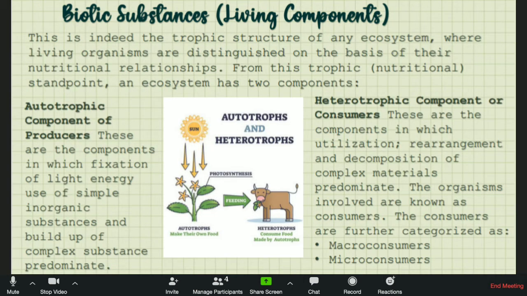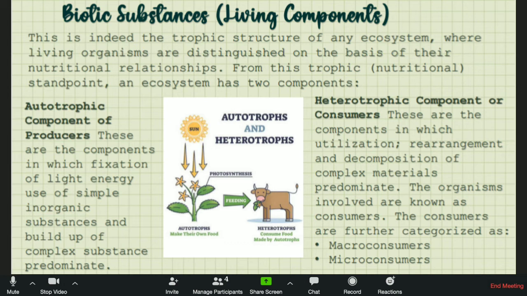So, the second basic component is the biotic substances or living components. Biotic components are all the living things in an ecosystem. They are the animals, plants, and microorganisms. Biotic components also include both living and dead organisms' waste.